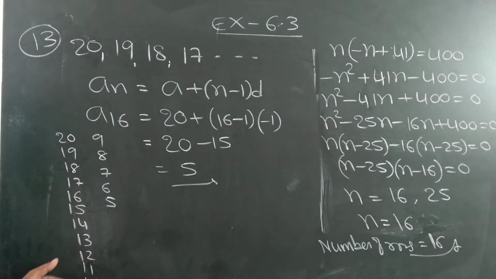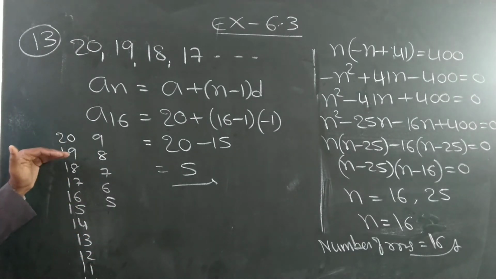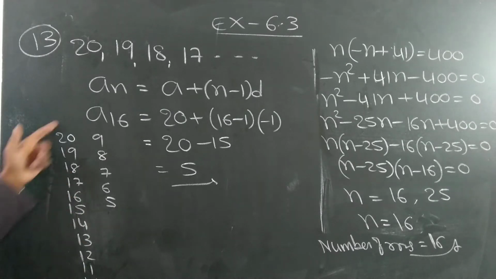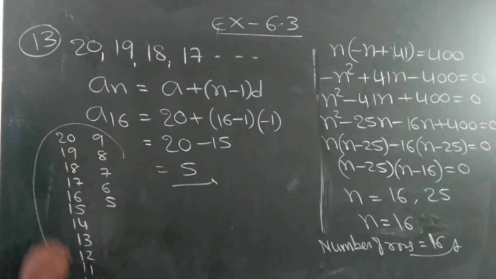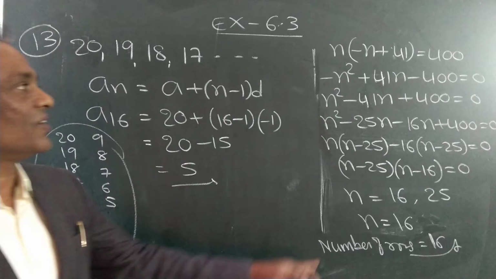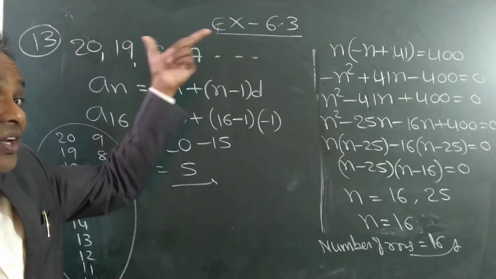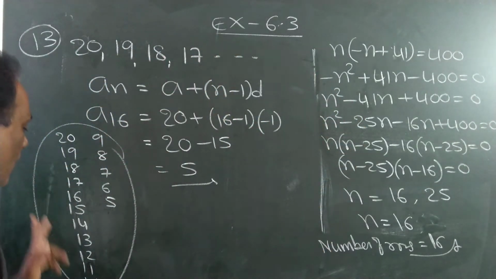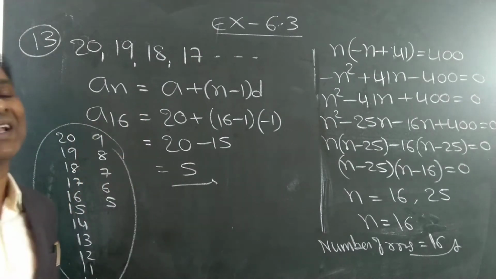Even if you add all these logs, first row 20 logs, second row 19, third row 18. If you add all these 16 rows, you will get 200 only. In total we have 200 logs. So if you add all these logs, the answer will be 200 logs.